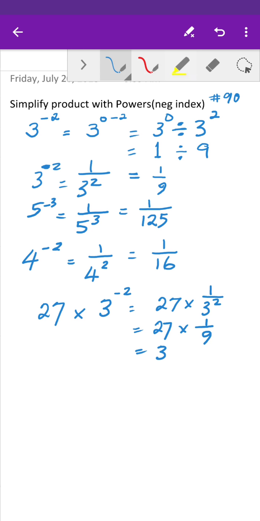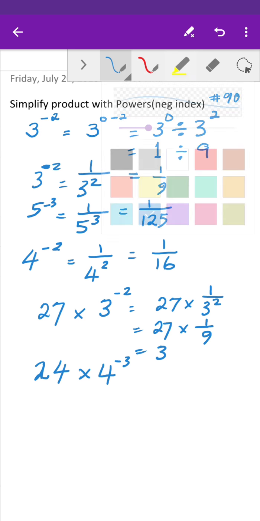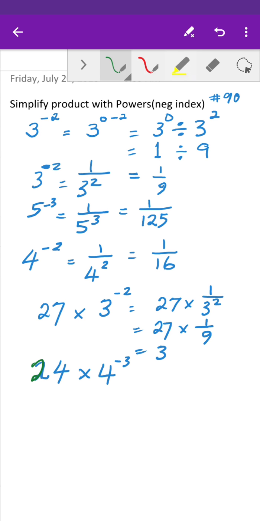Let's look at another question. So we've got, let's say, 24 times 4 to the negative 3. Let's just change the color here because we're getting a lot of blues. So 24 times 4 to the negative 3 equals, I'll leave the 24, and 4 to the negative 3, I'll change to 1 over 4 to the positive 3. So there's that fraction that we were talking about before.